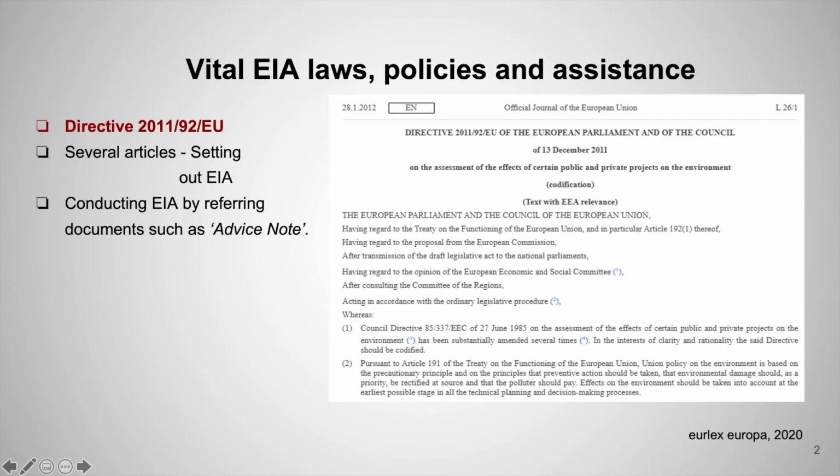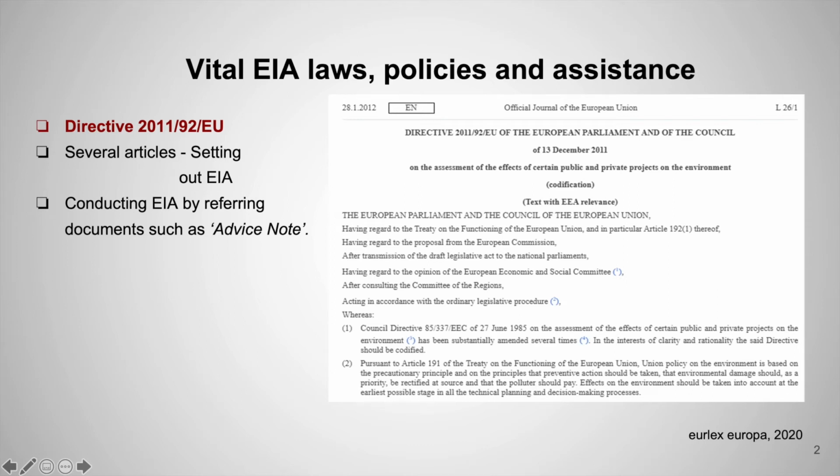So, I will start with the important EIA laws, policies, and assistance. These policies and regulations for the EIA were regulated by one of the directives, which is 2011/92/EU. I'm going to give a few examples of the articles from this directive in order to get a bird's eye view of its content. The EIA is a process required under the terms of this Directive 2011/92 as modified by Directive 2014/52 on the assessment of the environmental impact of such public and private ventures.